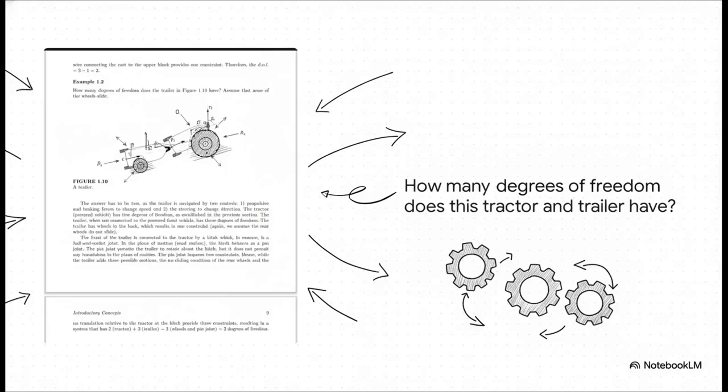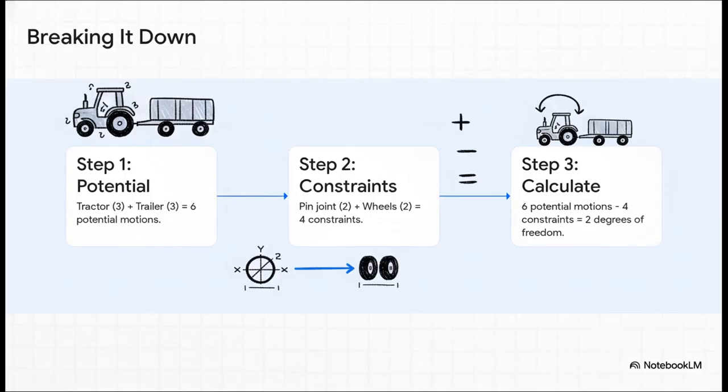Okay, here it is. We've got a tractor pulling a trailer, and they're both on a flat surface. The question is, how many degrees of freedom does this whole thing have? Now, there's one really important rule here. The wheels can roll, but they can't slip sideways. Keep that in mind. All right, let's walk through this together.